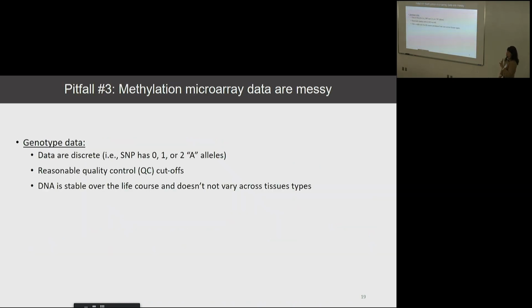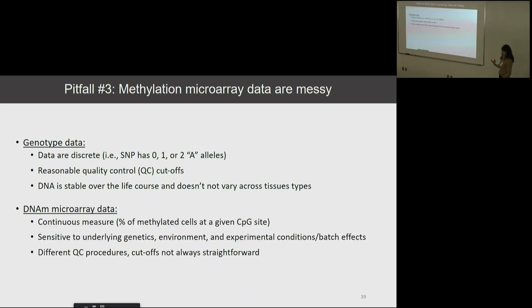The third is just that methylation microarray data are really messy. With genotype data, we have these really discrete values. We have reasonable quality control cutoffs. DNA is really stable over the life course, and it doesn't vary across tissue types. So it's much easier to measure and quantify. With DNA methylation, it gets much messier. It's a continuous measure. It's sensitive to underlying genetics, environment, and importantly, experimental conditions and batch effects in the lab. So there's a lot more QC that needs to be done to make sure that the data aren't being affected by batch effects and other things.